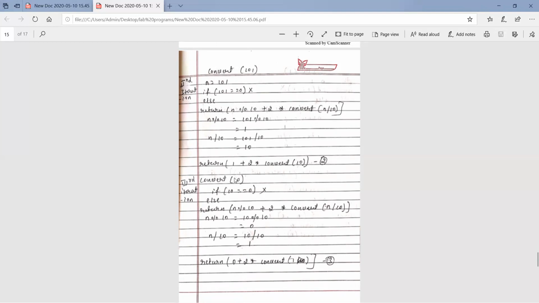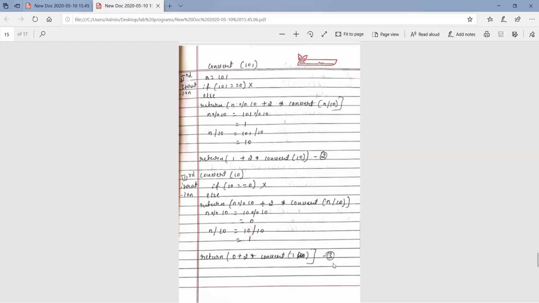And n by 10 means the division returns the remaining part of the given number except the LSB. How many digits are there? Except the LSB, one digit is there, that is 1. So the quotient is 1. If you divide 10 by 10, the quotient is what? 10 ones are 10, so the quotient is 1. And this return statement can be written as return n modulus 10, which is 0, plus 2 star convert n by 10. N by 10 is 1. I call the return statement 3.